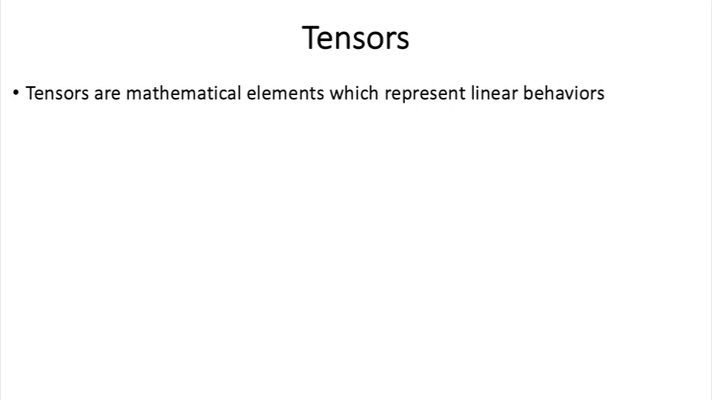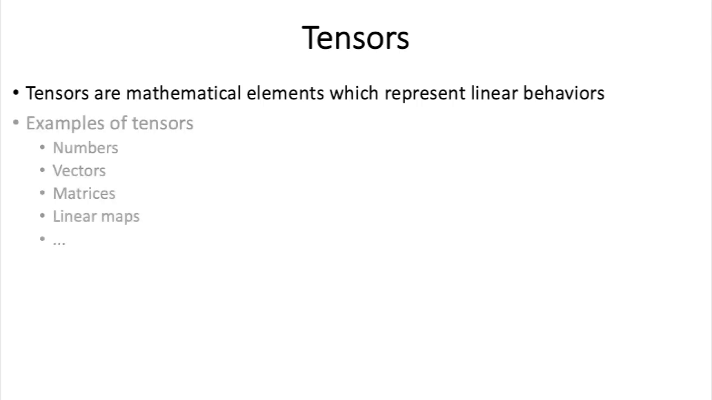They basically represent linear behaviors. To show you their power, I'll give you some examples of tensors. Numbers are tensors, vectors are tensors, matrices, linear maps, and a bunch of other mathematical objects can be represented with tensors. So as you can see, it's very powerful.